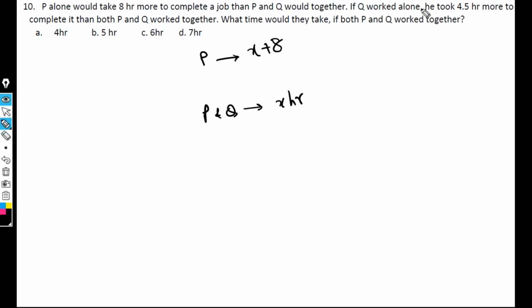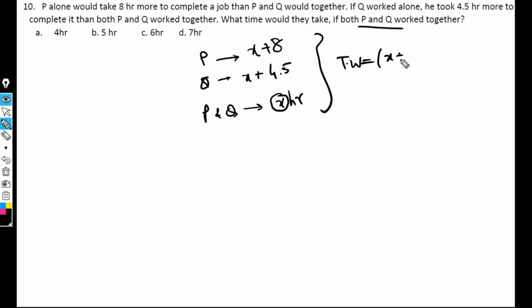Then he says if Q worked alone, he took 4.5 hours more to complete it than both P and Q working together. So for Q, the time taken is X plus 4.5 hours. So he asks, what time would they take if both P and Q work together? Which means we are required to find the value of X here. As we have discussed in the previous classes, my total work is going to be the LCM of these three values. So when you are taking LCM, it is going to be straightaway the product of the three.